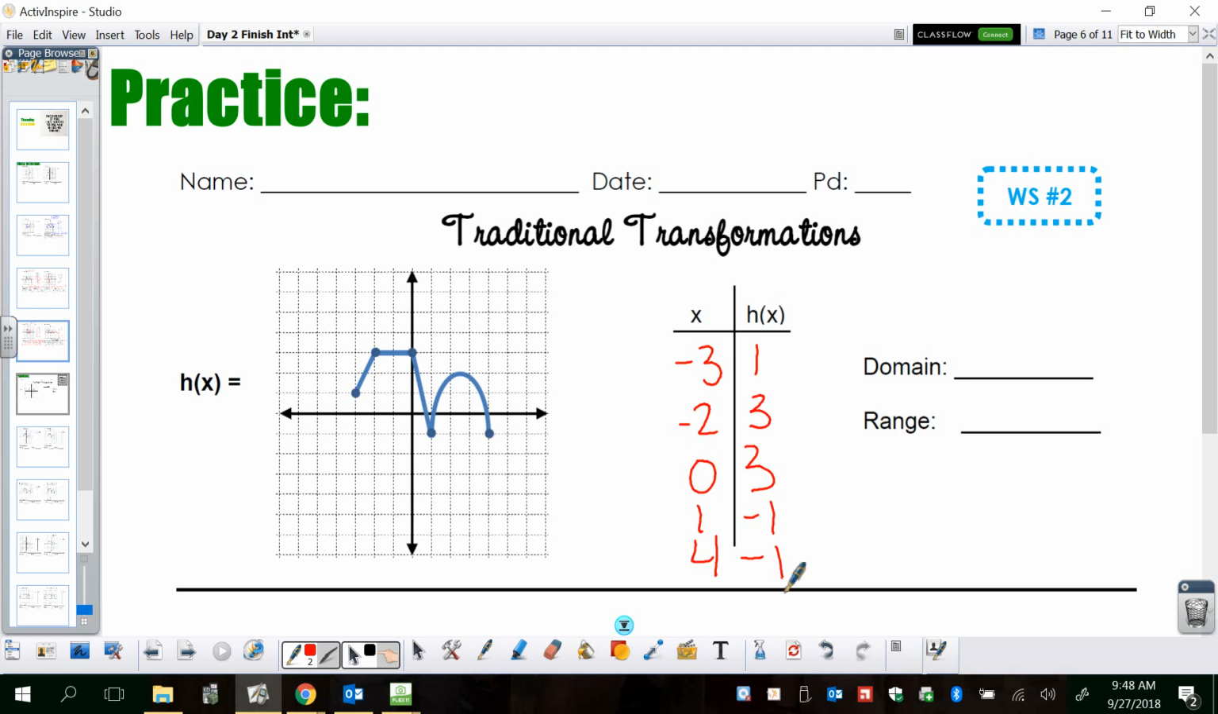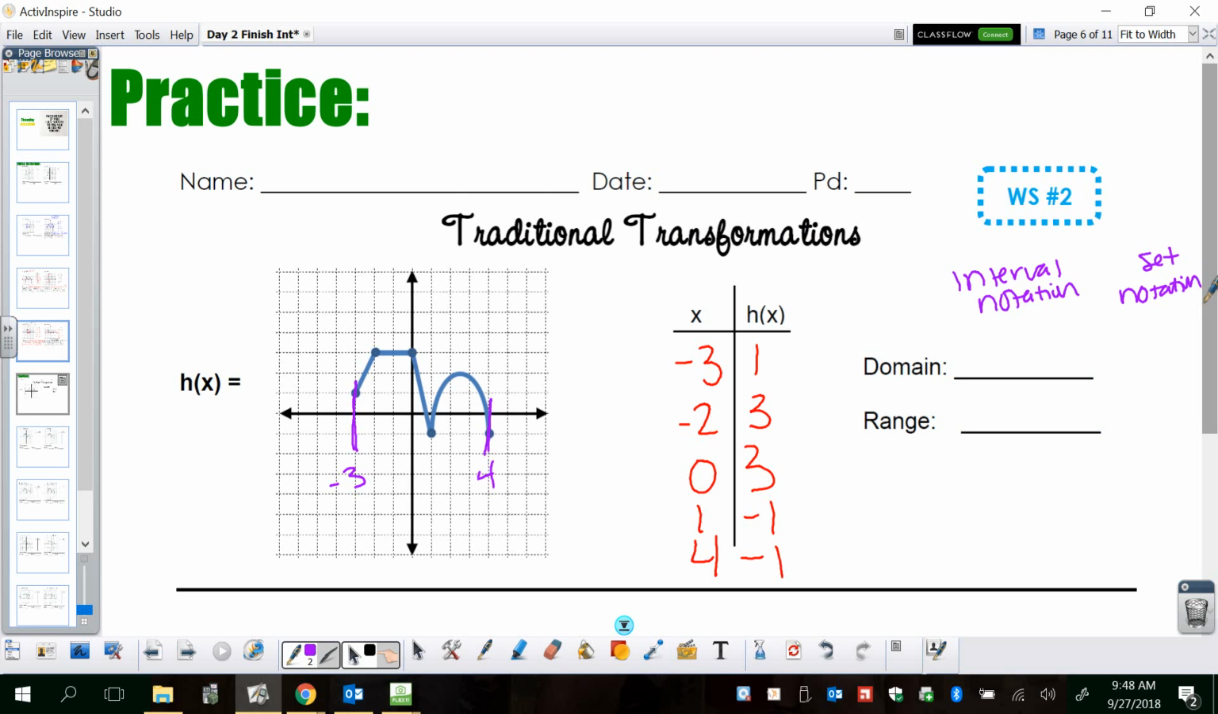So what's my domain? -3, 4 is correct. So if we look at domain, domains are width. It goes from -3 to 4. So interval notation. Write it both ways, and I'm labeling it again.